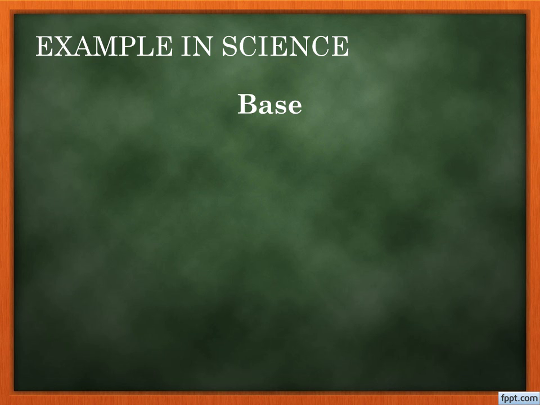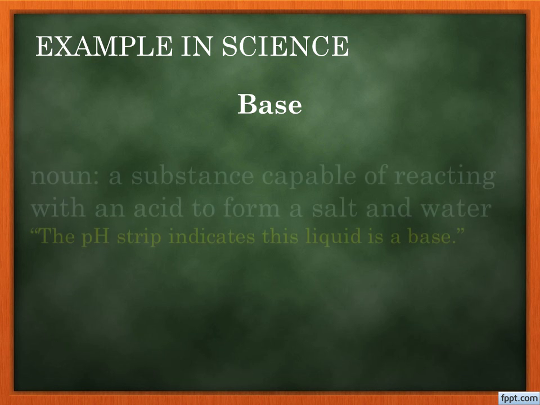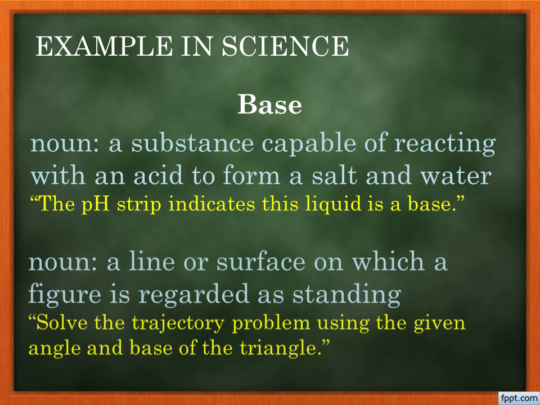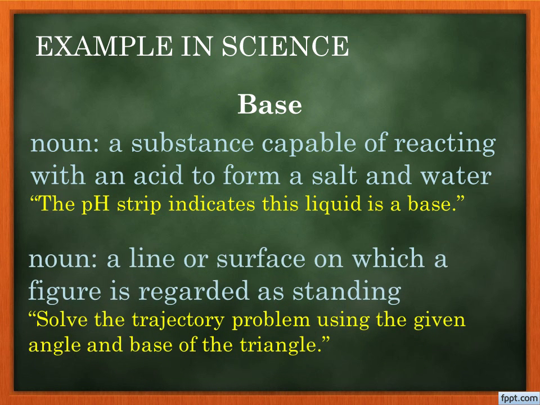And then an example in science, the word base can mean different things in different types of science. So in chemistry, with a base, you use a pH strip to determine if something is closer to an acid or a base, so the pH strip indicates this liquid is a base. But in physics, where you use more geometry and math, you would use it as a line or surface on which a figure is regarded as standing. So solve the trajectory problem using the given angle and base of the triangle. So you can see base, 2 different things in 2 different kinds of science classes. So you can see where the confusion starts.